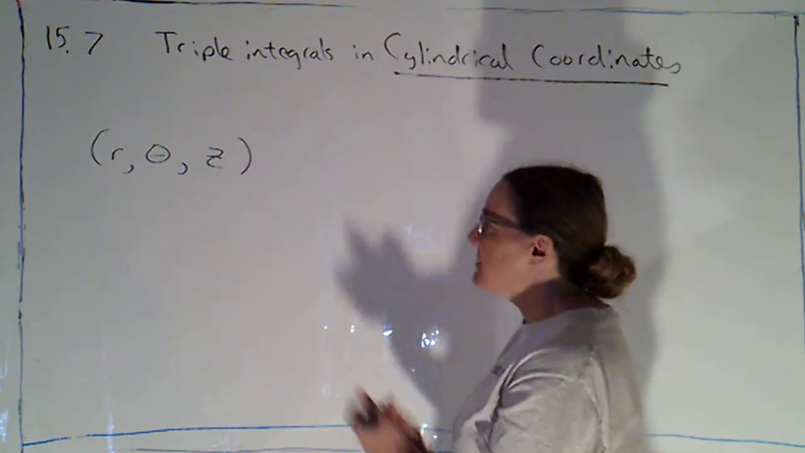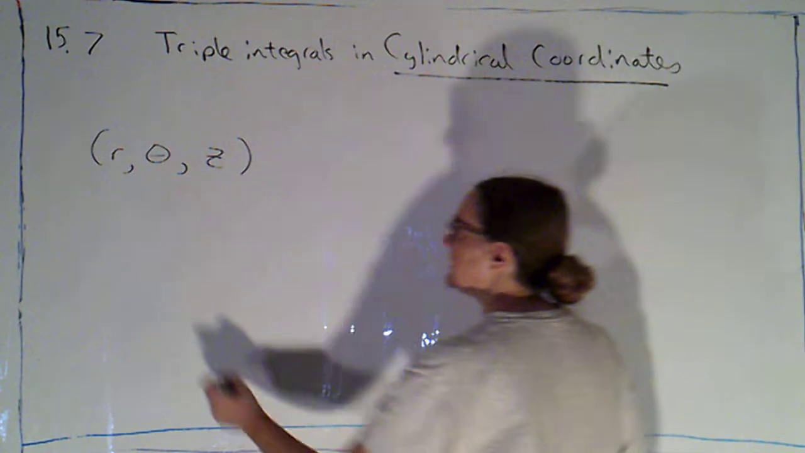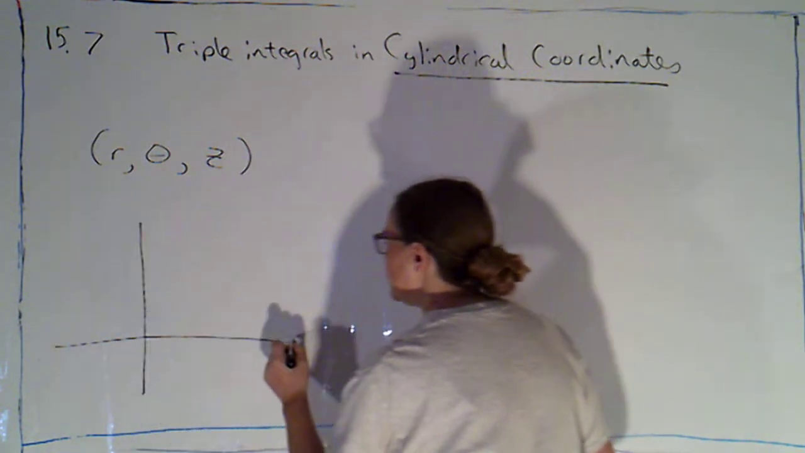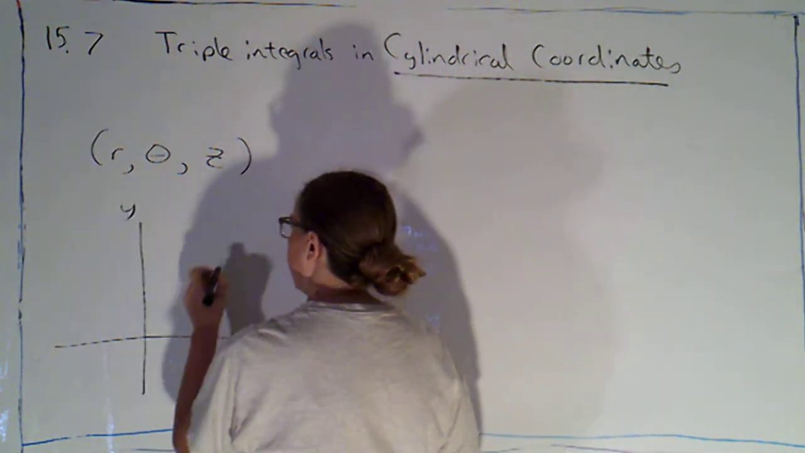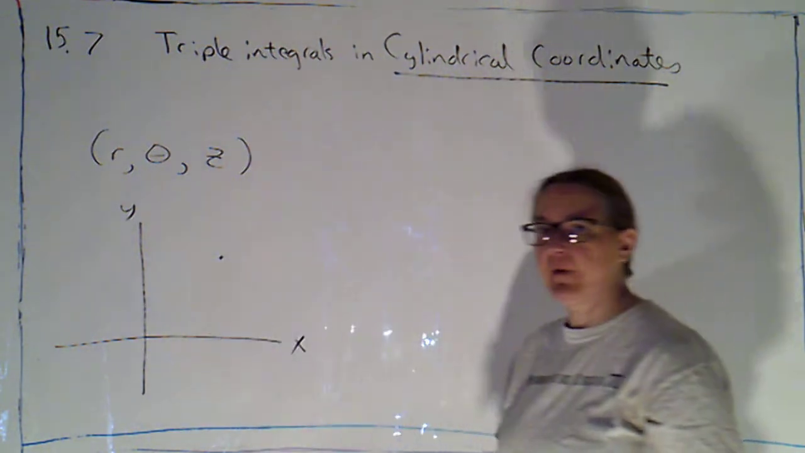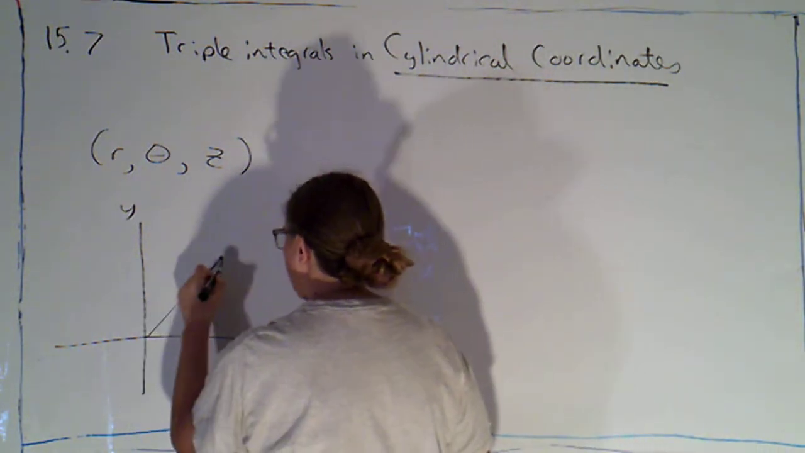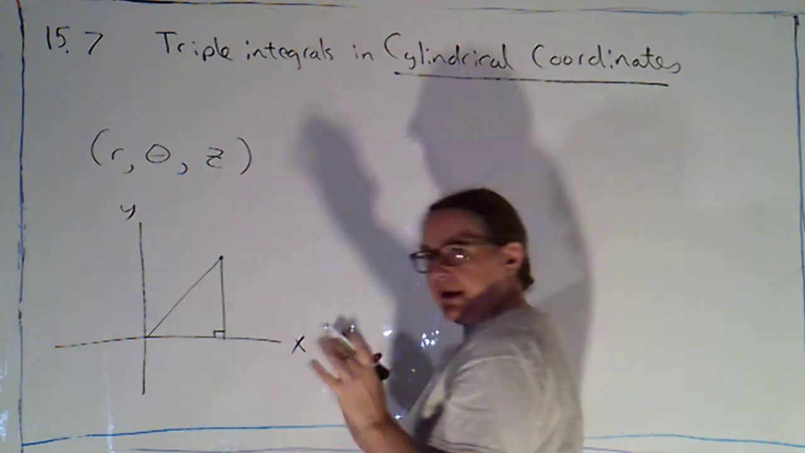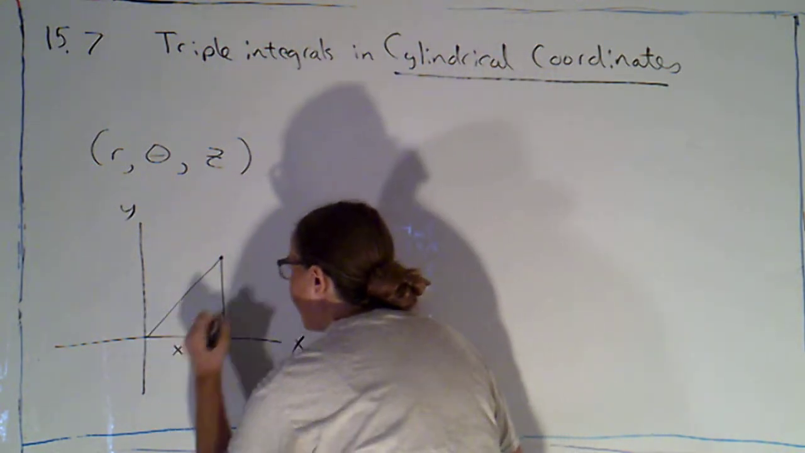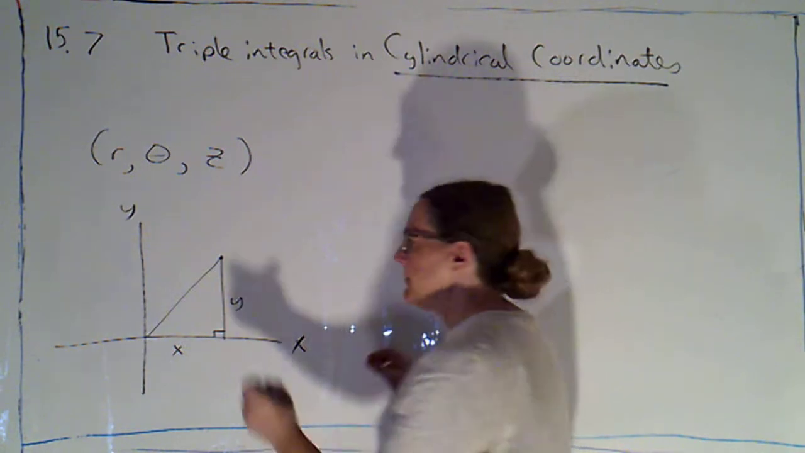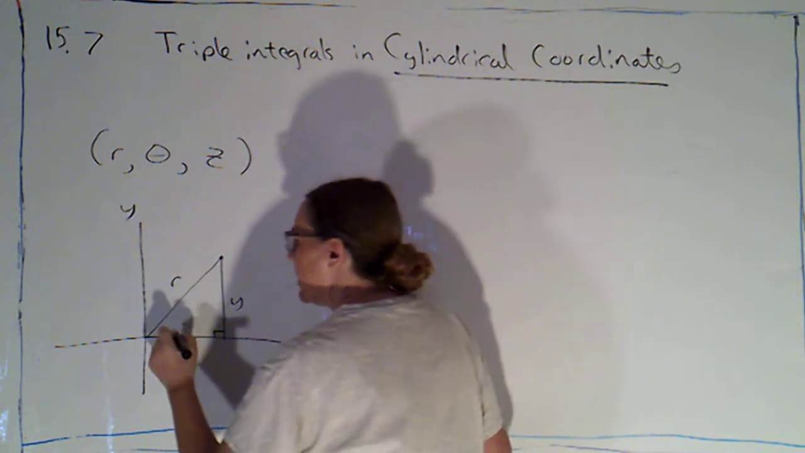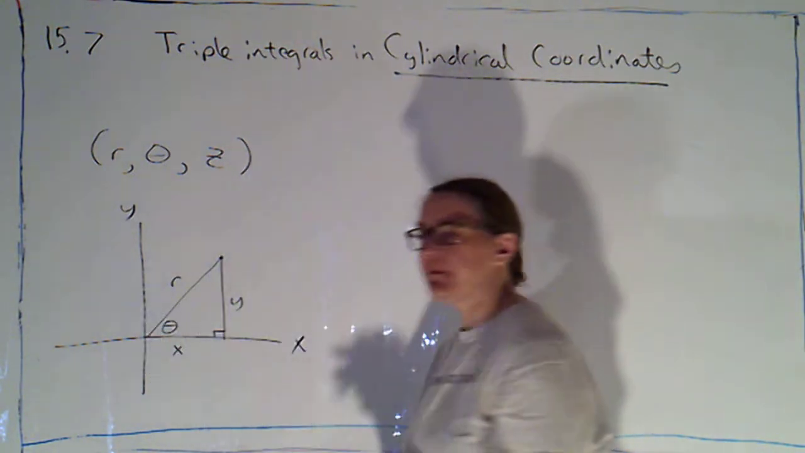So the connection between this and rectangular coordinates is exactly what we're used to. If this was the xy plane, I'm just going to plot a point in quadrant 1, which is kind of the nicest point. And this triangle here gives me a nice picture. That side is x and y. There's my r, and there's my theta.